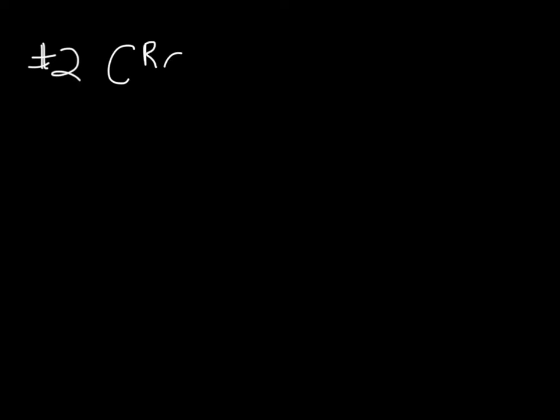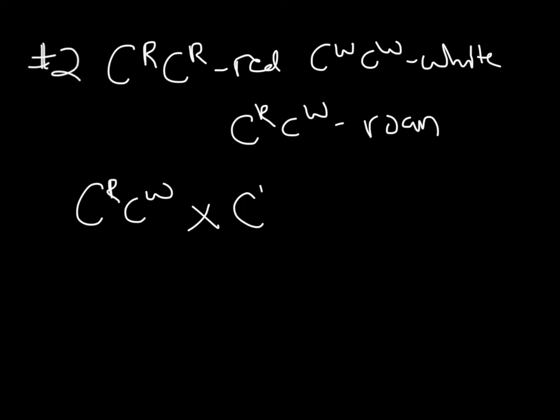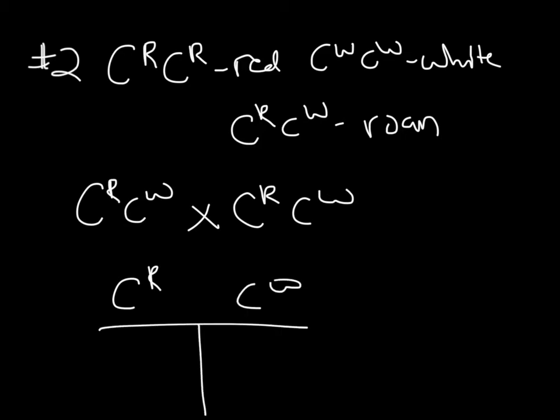So CRCR is going to give us a red cow or bull. The CWCW will give us a white cow or bull, and the CRCW gives us the roan color, or the pinkish sort of color. So they tell us we have 2 roan cattle being crossed. Here's a roan cow and a roan bull. Okay, so both parents have 2 different types of gametes they could donate.